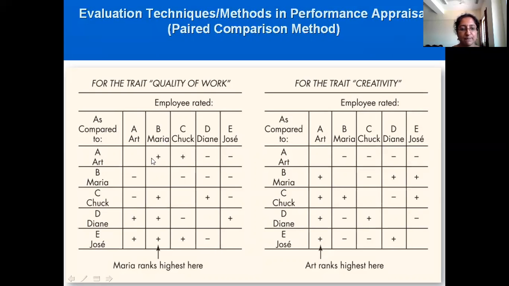Now, in the same way, you compare Maria. Maria with Art, she is better. Maria with Chuck, she is better. Maria with Diane, she is better. And Maria with Joe's, she is better. In the same way, it's done for Chuck, Diane, and Joe's.